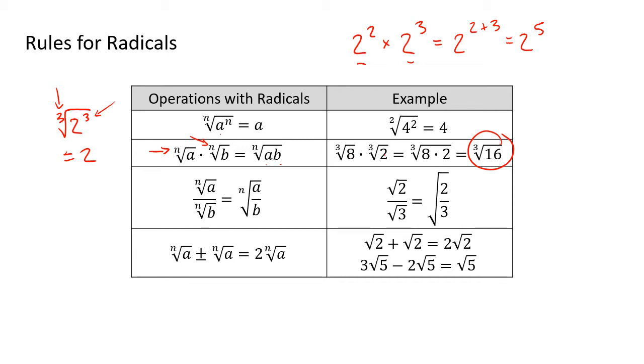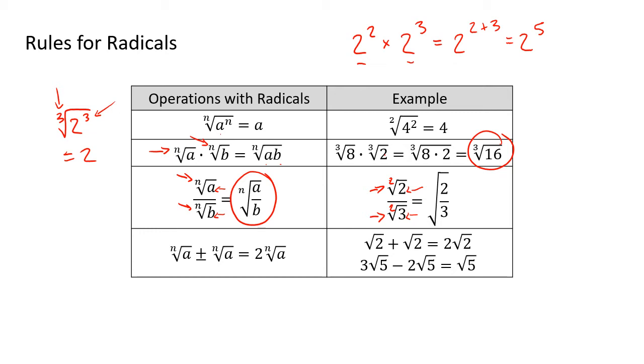If you have two roots divided by each other, again with the same order of root, that's the same as combining them under the root sign and dividing the numbers that were under the sign. So if you have root 2 divided by root 3, they have the same order, again without a number listed, that's assuming it's 2. That's the same as the square root of 2 divided by 3. I just took the numbers from under the root sign and divided them.